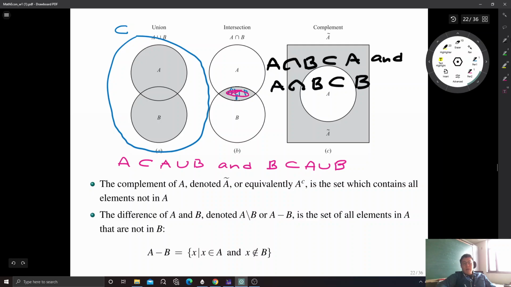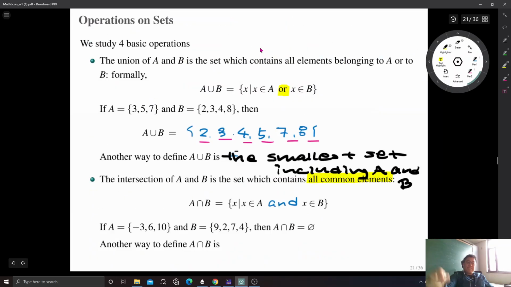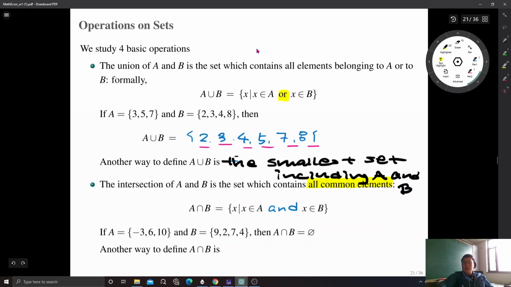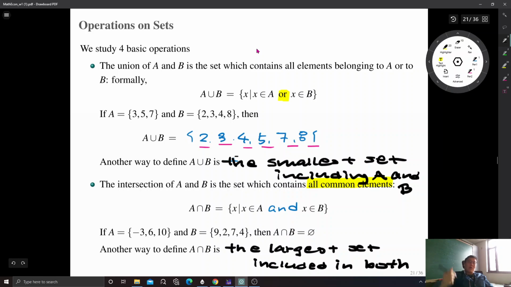So this pink set is also included in set A and included in set B. But the intersection of two sets is the largest set contained in both sets. So we can define the intersection as the largest set included in both. All right.